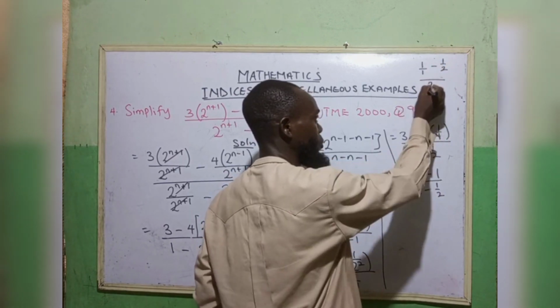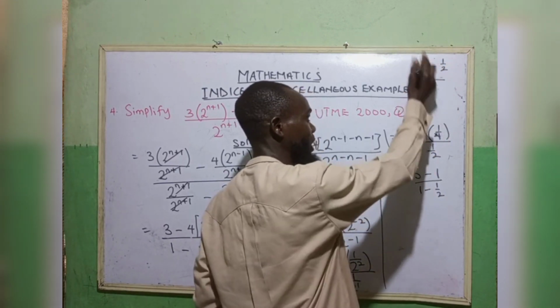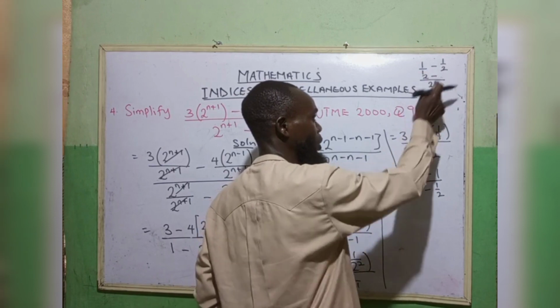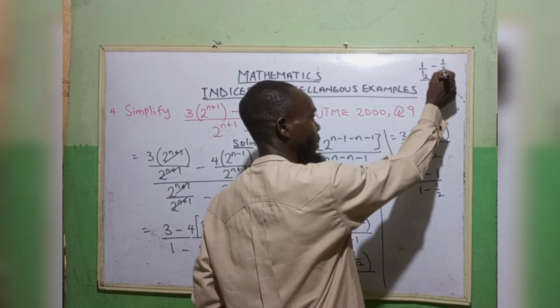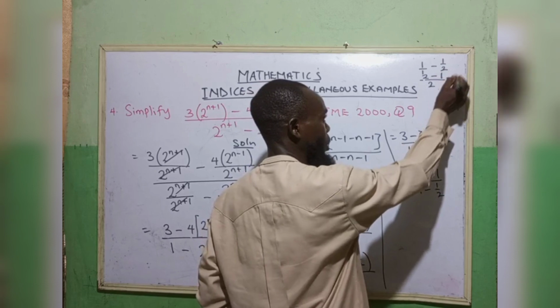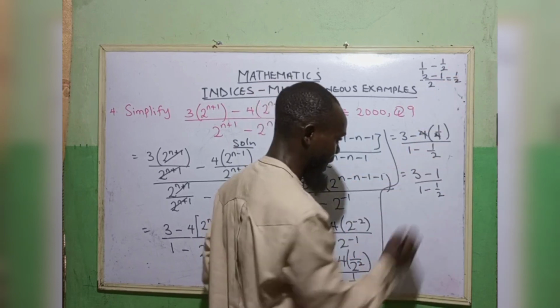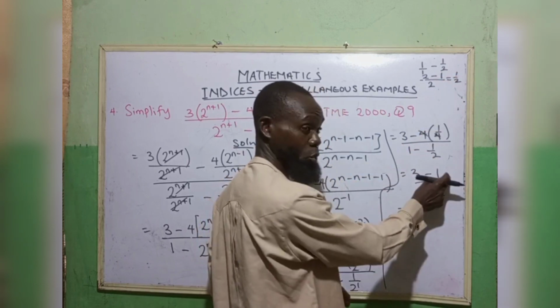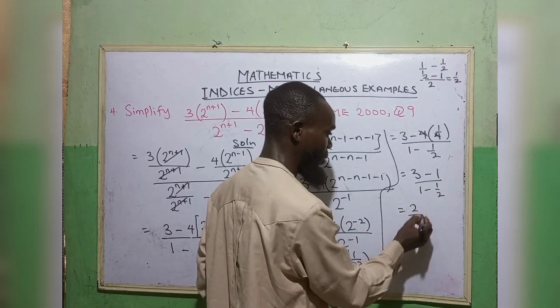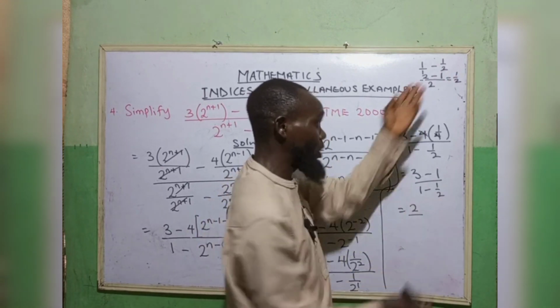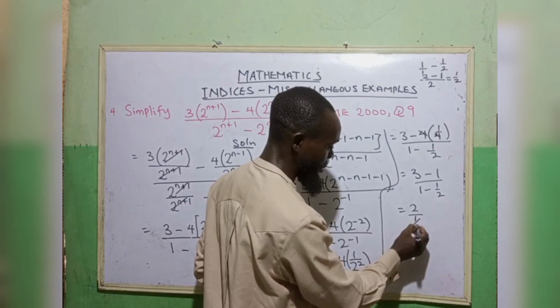The LCM is 2. 1 goes in 2, we have 2. 2 times 1, we have 2. Minus 2 goes in 2, we have 1. 1 times 1, we have 1. So 2 minus 1, we are going to have 1 over 2. So when we do that, I'm going to have 3 minus 1, that is 2, over 1 minus 1 over 2. As we have done here, we have 1 over 2.